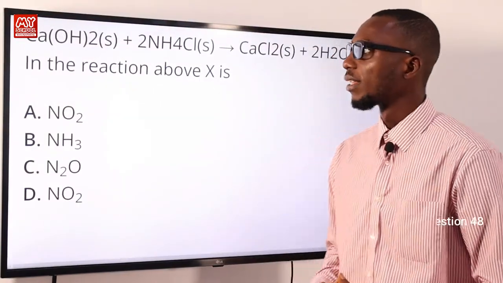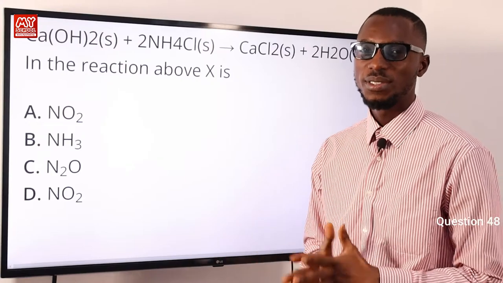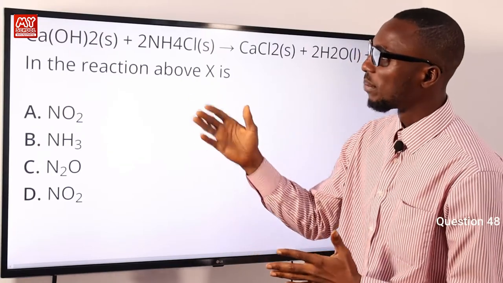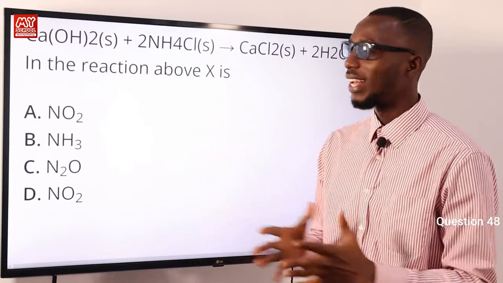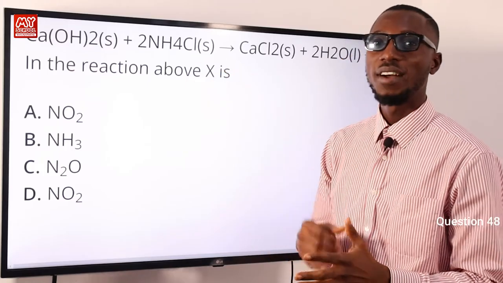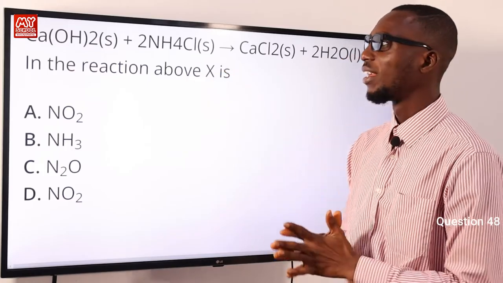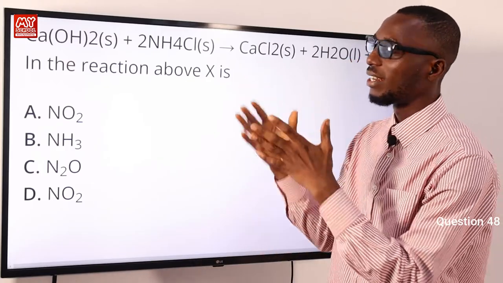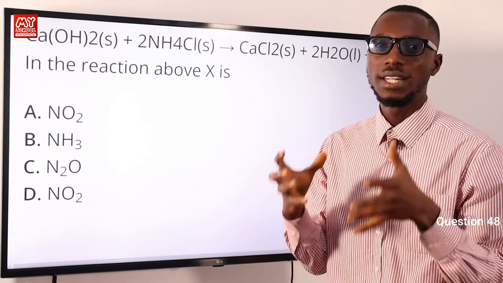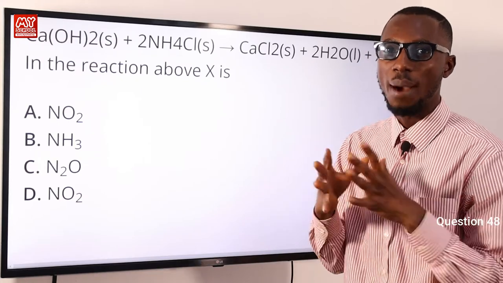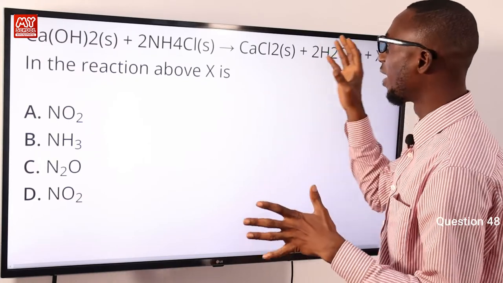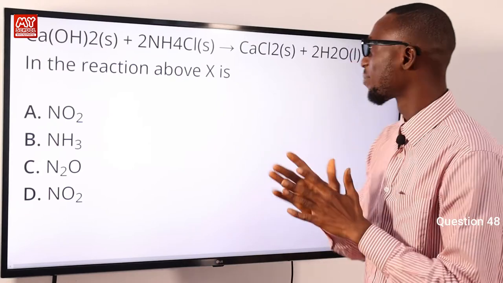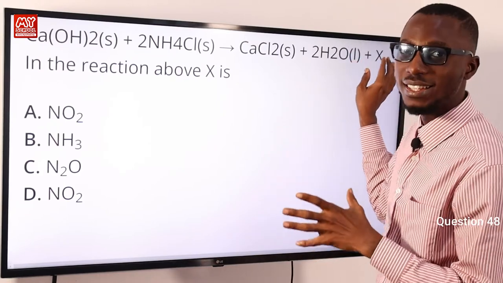48. We have calcium hydroxide, which is also slaked lime, plus ammonium chloride, an ammonium salt. They are both solid, so they have to be ground to powder, okay, to increase surface area. Okay, this is actually the equation for the reaction of the laboratory preparation of ammonia. So we can confidently say that the unknown gas X is ammonia.